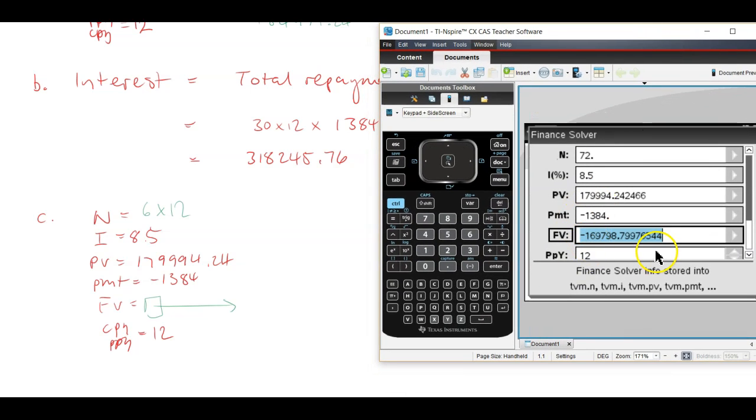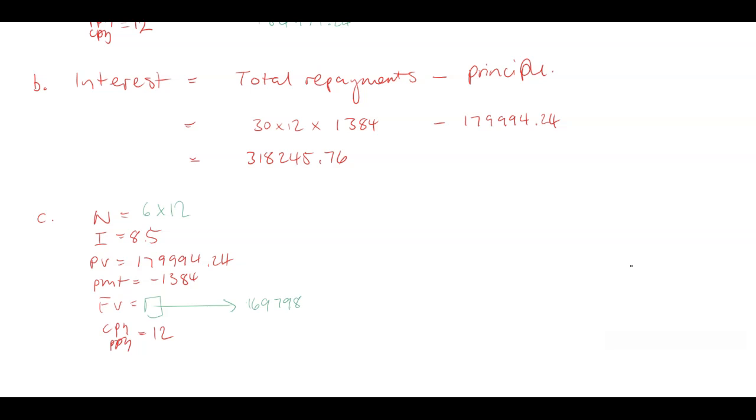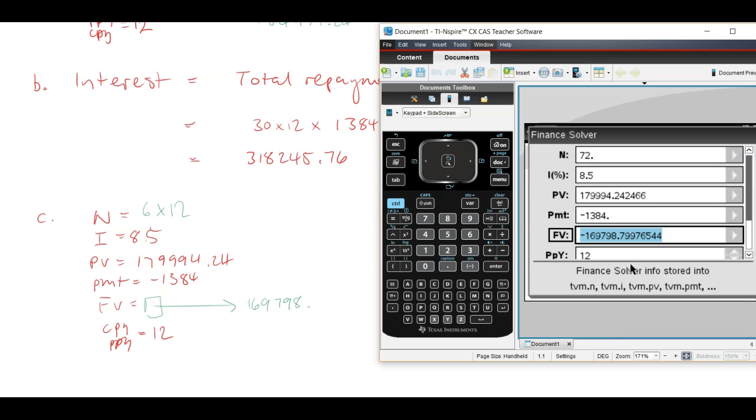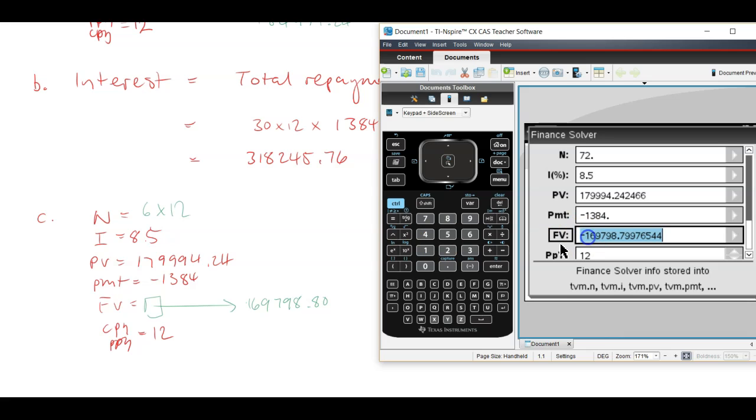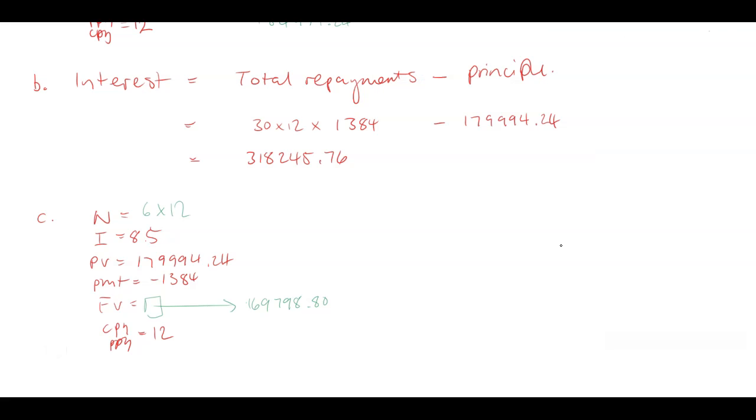So that's your future value after 6 years. So 169,798.79, which will round up to 80. Okay, now notice how that's negative. That's because that's still owing. That's still due to come out in the future. So that's why that's negative, alright? But the answer, of course, is just a positive number. Still owing. Okay, so that's for part C.